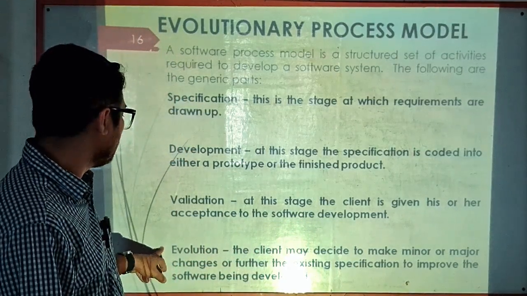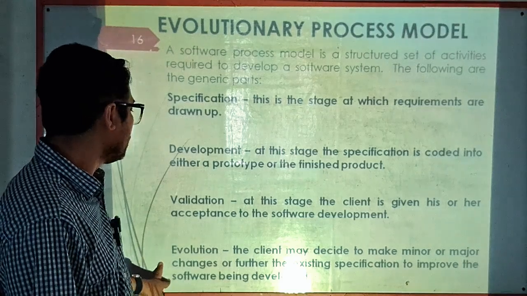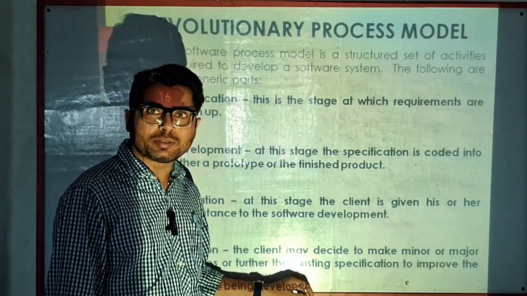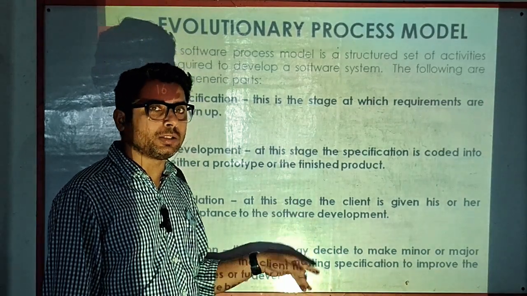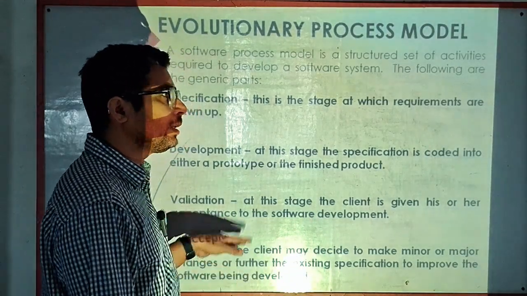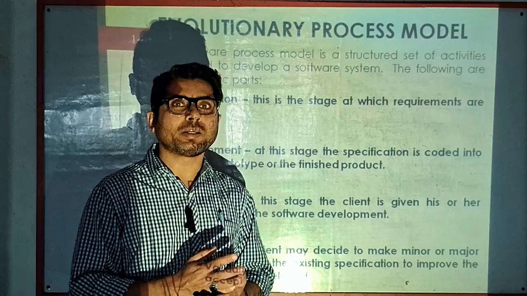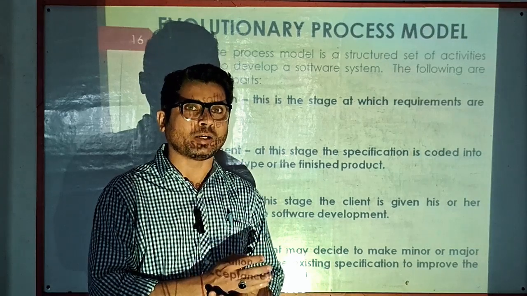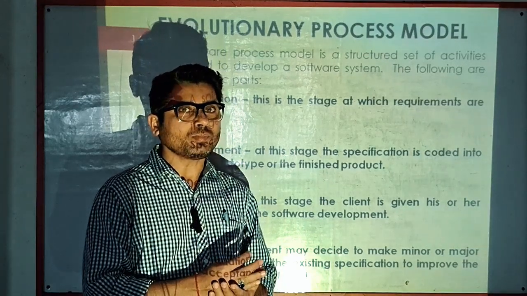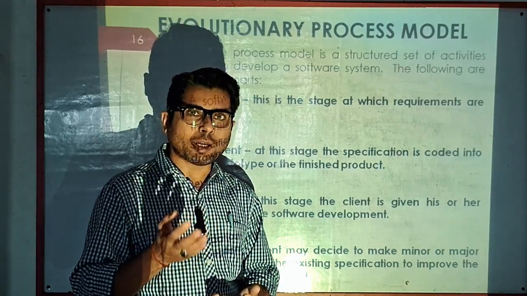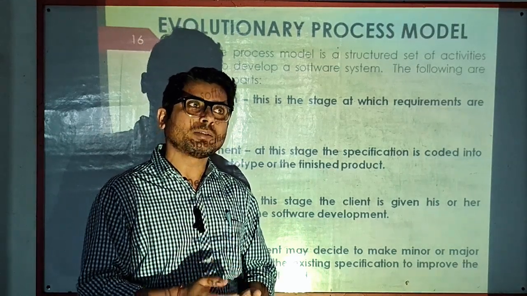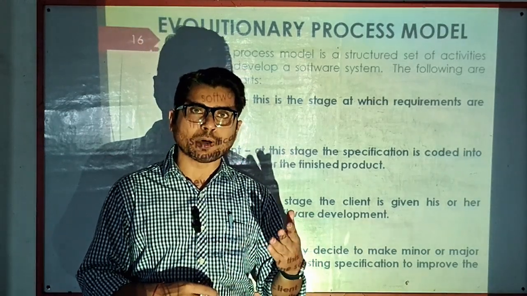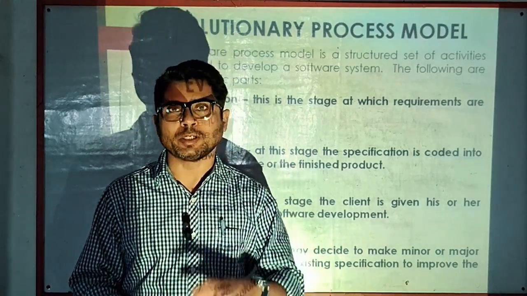The client may decide to make minor or major changes to the existing specification to improve the software. So this is the difference between the earlier models and the new model, the evolutionary model, because it can evolve. Sometimes the user can give a requirement, and after the product is delivered to them, they will say, no, now my requirements are different. So when the user or the client changes their requirements during the development phase, the evolutionary model is very helpful, and it will be able to change according to the new requirements. The updation can be done.